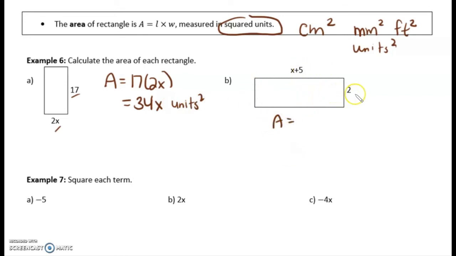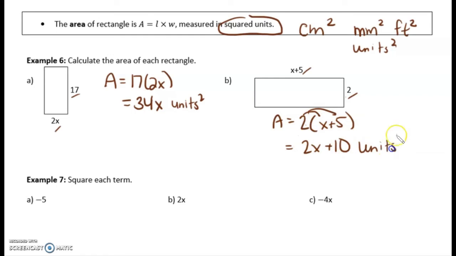Okay, for b, we're going to put 2 times x plus 5. I always tend to put the monomial in front because it's easier to see it when we distribute it into the brackets. So 2 times x is 2x, 2 times 5 is 10. And then this will be measured in units squared.